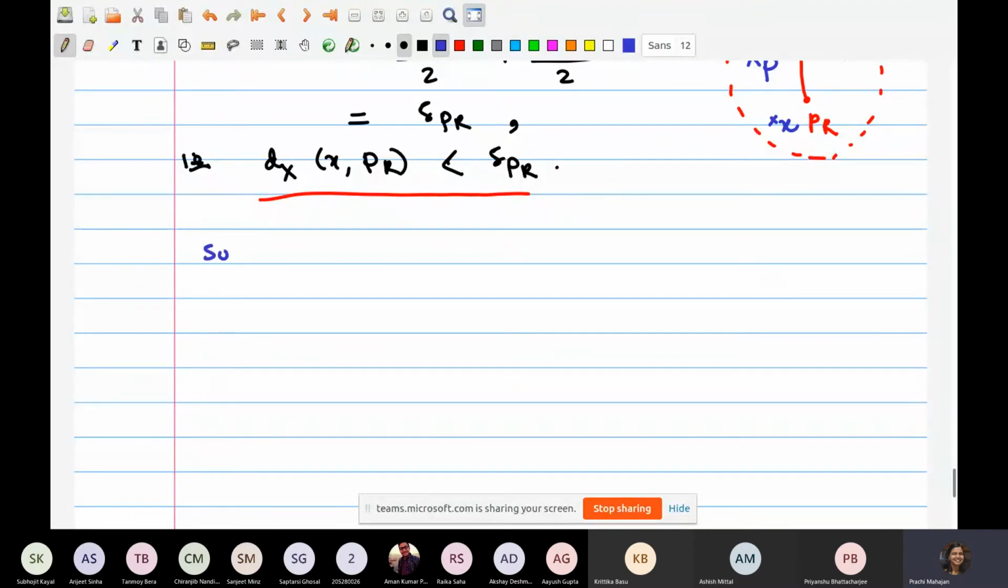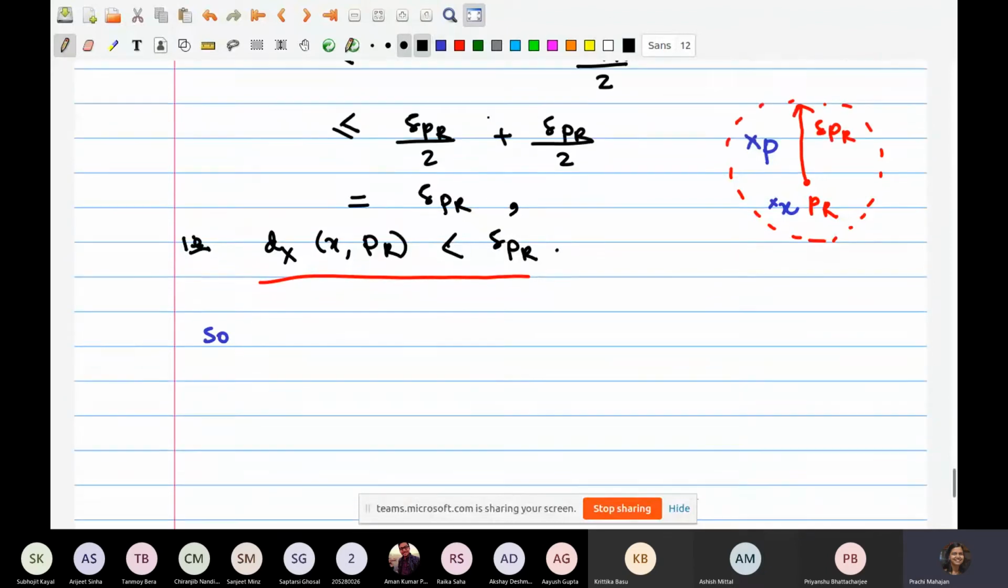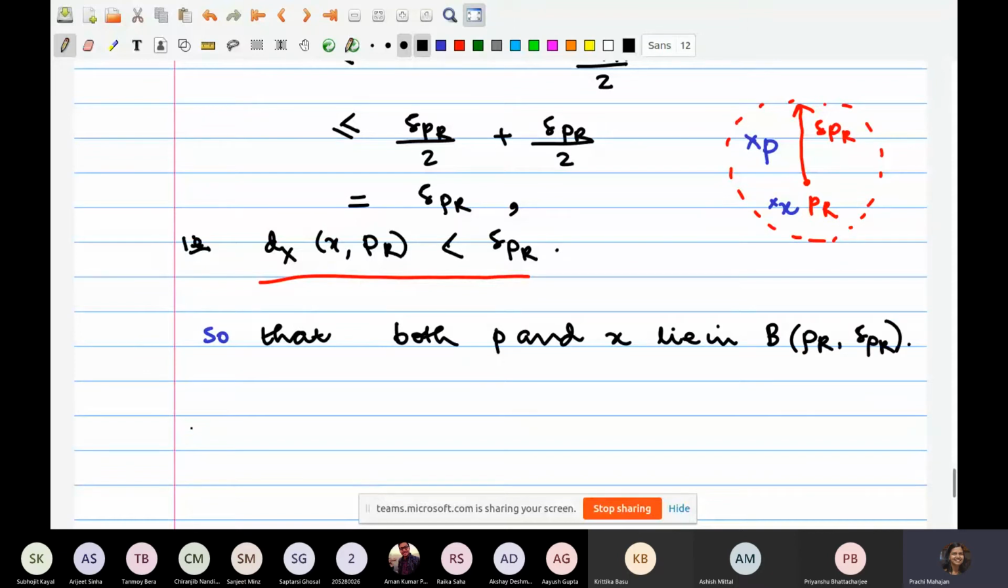So I'll just rewrite it in words just to emphasize, because you don't see the other screen when I write this. The above statement says that both the points P and X lie in the ball centered at pk, radius delta pk. Now it follows from statement 1.